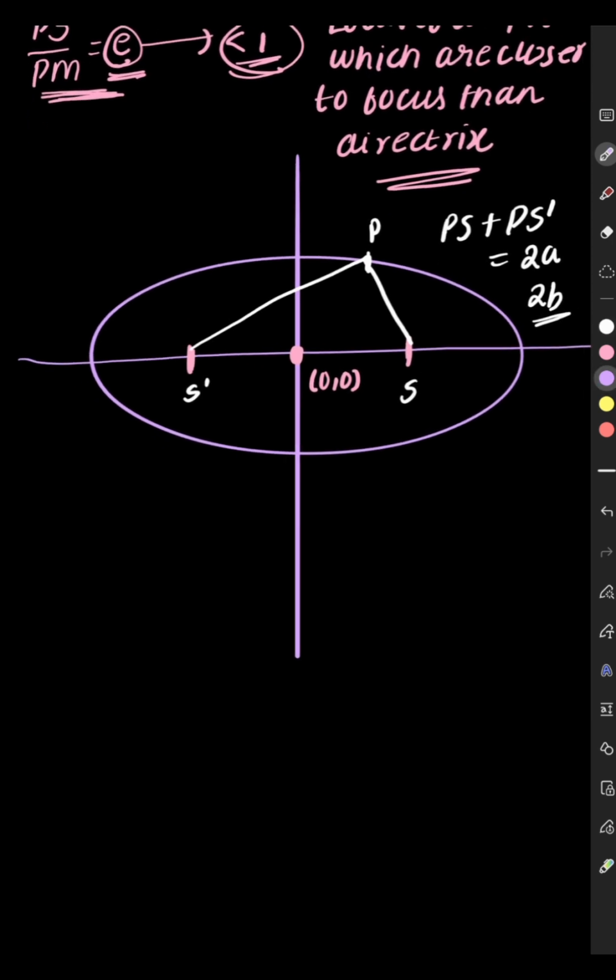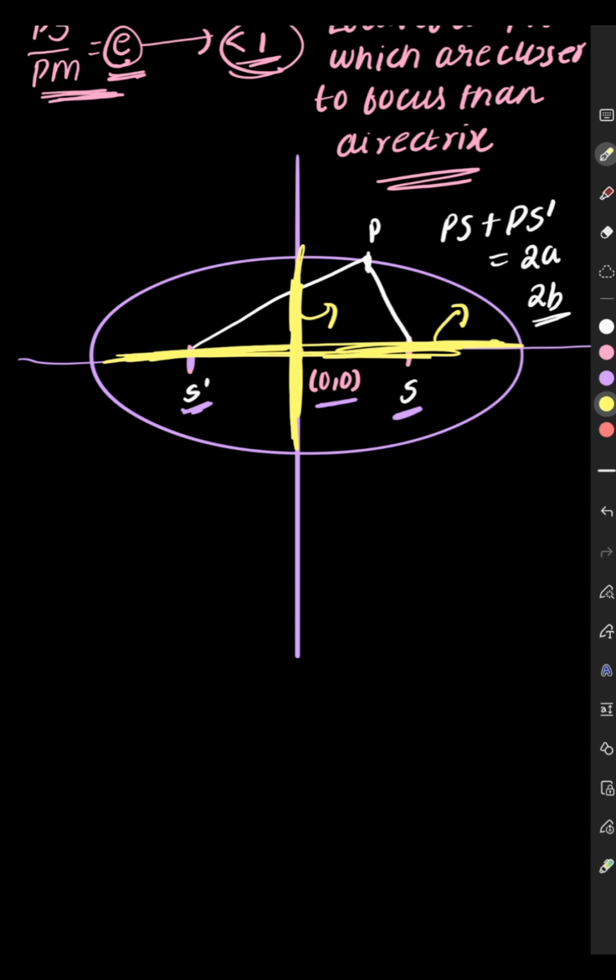So yeah, like I said, this point right here is S dash, which is one of the foci. This is another focus. The center is 0, 0. This line that I'm highlighting right now is the major axis. This line I'm highlighting right now is the minor axis. So basically this is longer, so we call it the major axis. This is smaller, so we call it the minor axis.